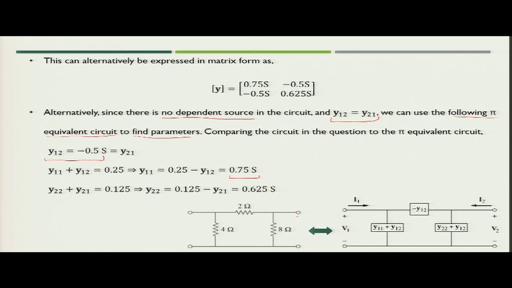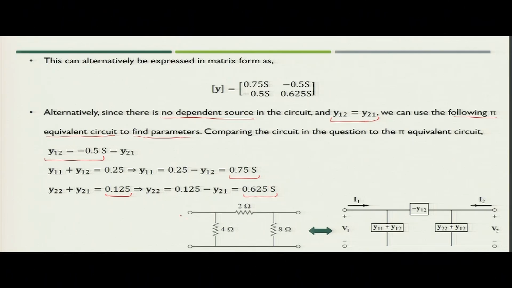Now, if you put the value of y12 here, you will get simply the value of y11 as 0.75 Siemens. Now, next, if you see the right leg, the value of y22 plus y12 will be equal to the reciprocal of 8 ohm. So, you can say y22 plus y21 is equal to 0.125. So, when you simplify, you will again get the value of y22 as 0.625 Siemens.